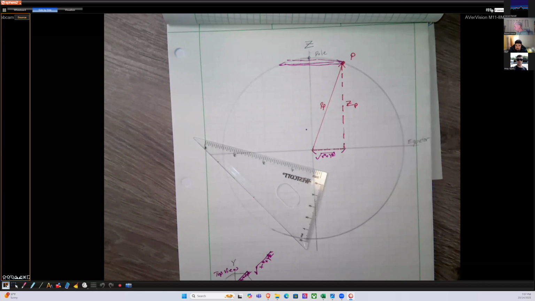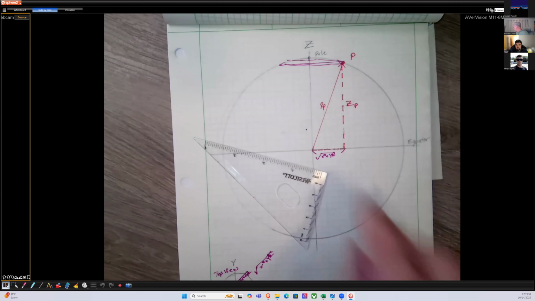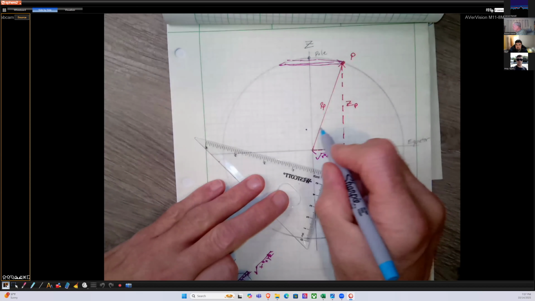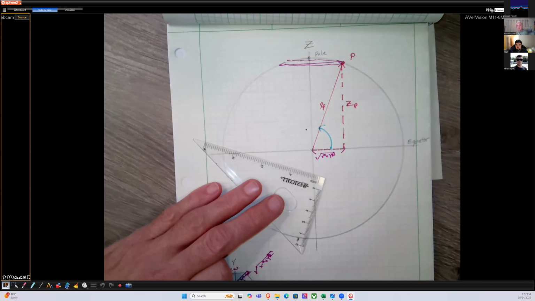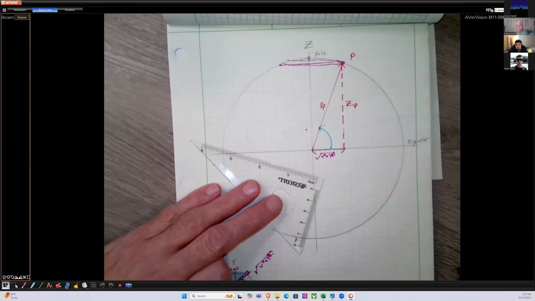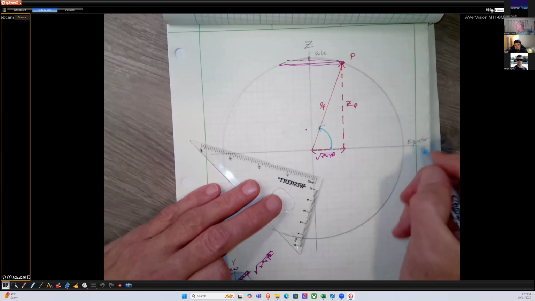I'm going to segue for just a second here and say that we do ourselves a disservice by associating latitude with the small circles on the globe. Really, what latitude is defined as, and this is what we've been doing since the beginning of the term, latitude is this angle, isn't it? That's the definition of latitude. It's the angle off the equator. That's why this is 0 degrees latitude.